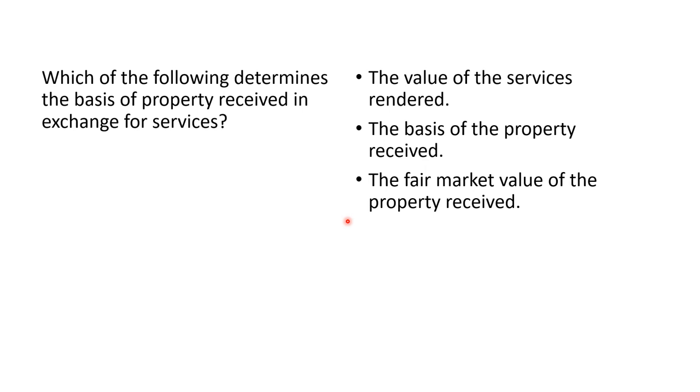Of course, if what we receive is cash, the fair market value is simply the amount of cash that we receive. But if we receive property other than cash, we would want to look at how much that property was worth when we received it. And that would be the amount we received, the value of what we received. So it's really no different for property other than cash and cash. We're always looking at what is it worth, the item that we've just received for our services. So which of the following determines basis received in exchange for services? Fair market value of the property received.